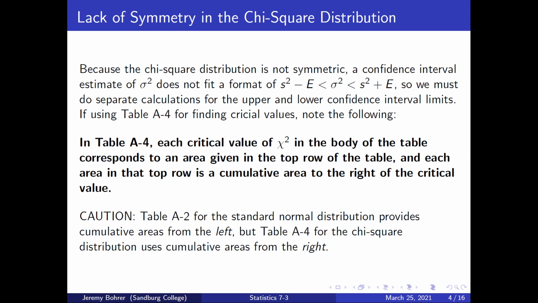If using table A4 for finding critical values, note the following. In table A4, each critical value of chi-square in the body of the table corresponds to an area given in the top row of the table, and each area in that top row is a cumulative area to the right of the critical value. Table A2 for the standard normal distribution provides cumulative areas from the left, but table A4 for the chi-square distribution uses cumulative areas from the right.